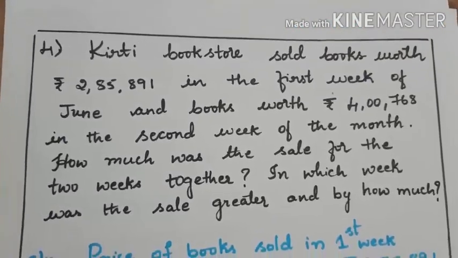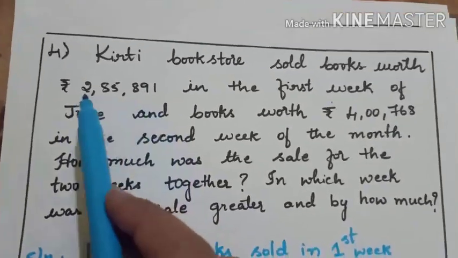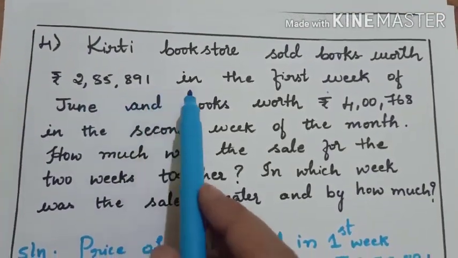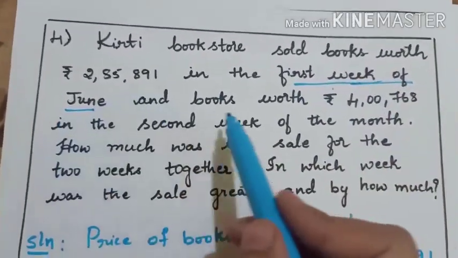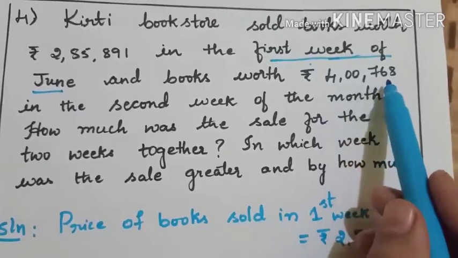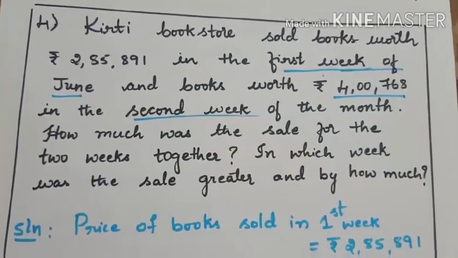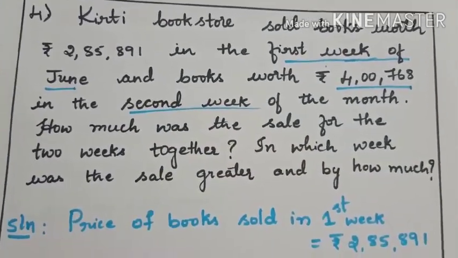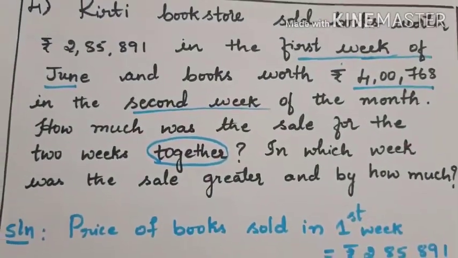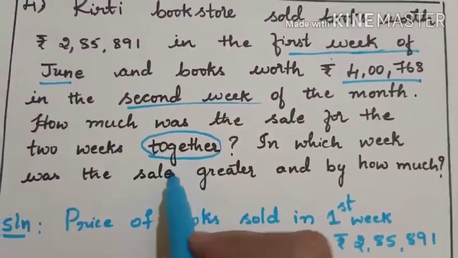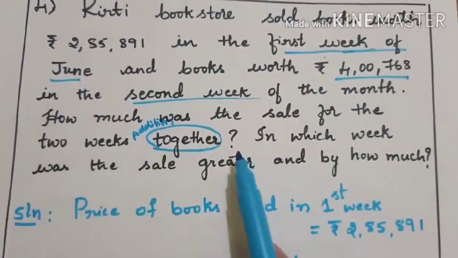Look at the question number 4. Kirti bookstore sold books worth rupees 2,85,891 in the first week of June, and books worth rupees 4,768 in the second week of the month. How much was the sale for 2 weeks together? Again here they are asking together. Together means you have to do the total, you have to sum it up. Means you have to do addition. Okay. You should do the addition. This is the first question.